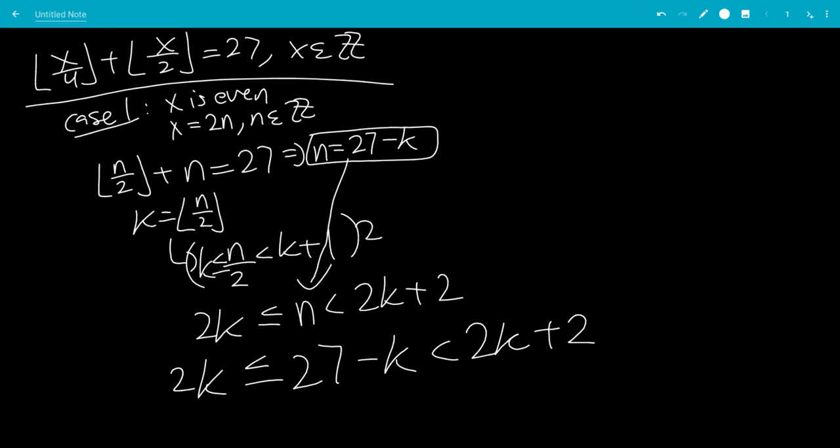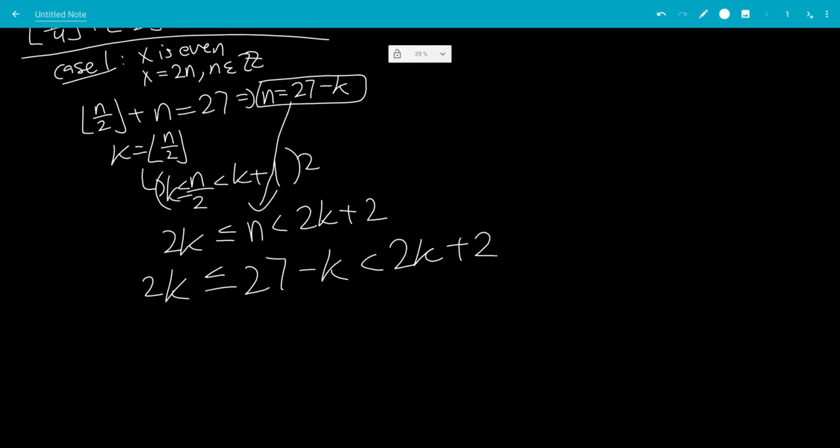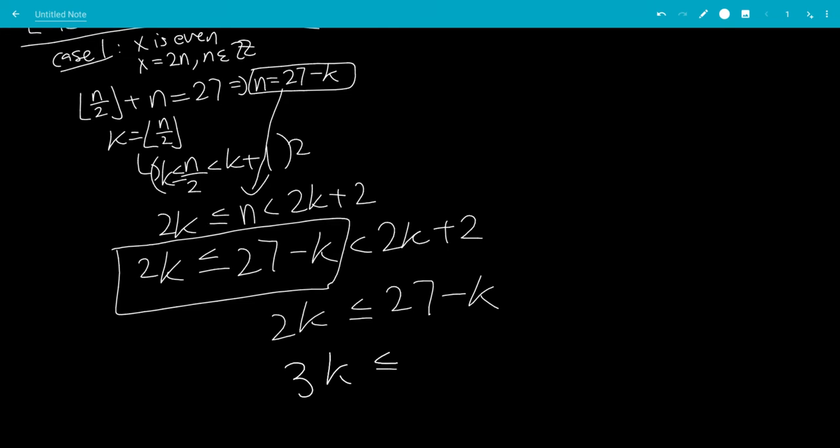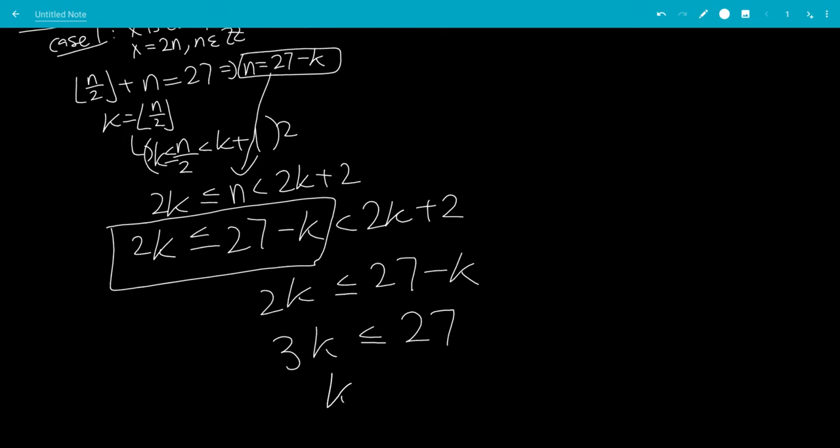So 27 minus k is less than 2k plus 2, and 2k is less than or equal to 27 minus k. So now let's look at the left-hand side inequality. That would be 2k is less than or equal to 27 minus k. Add k on both sides, so that would be 3k is less than or equal to 27. So k is less than or equal to 9.